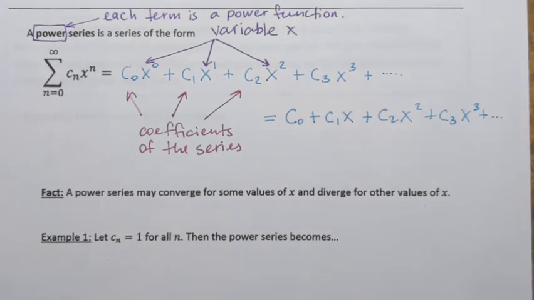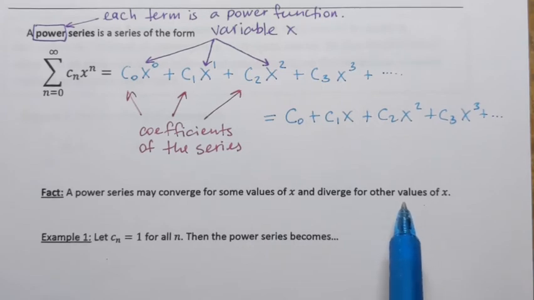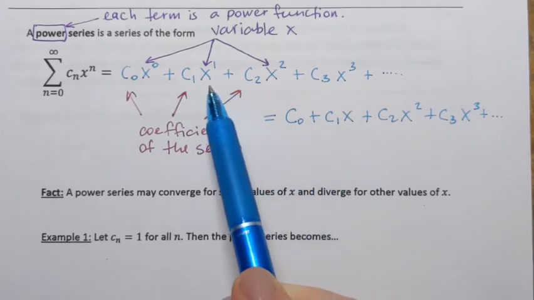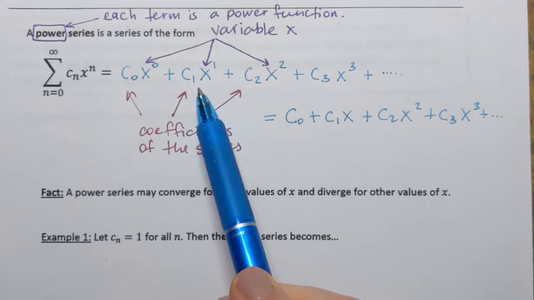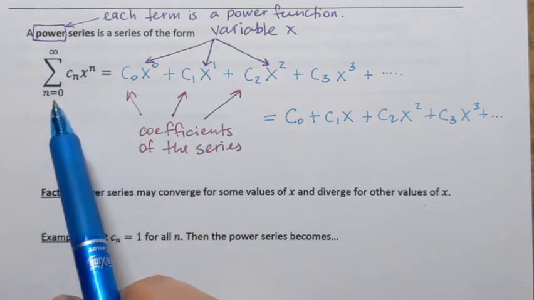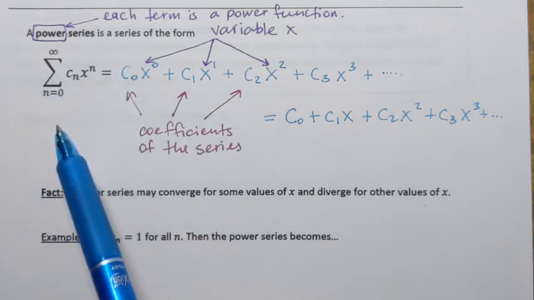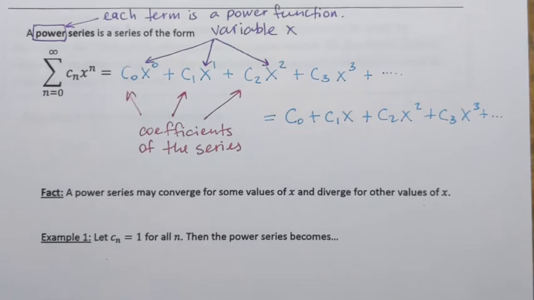Okay. And now here's the important fact about the power series. A power series may converge for some values of x and diverge for other values of x. We already said how x is the variable, so it can take different values. Well, for some values of x, this power series becomes convergent, and for some values of x, the power series is divergent. Let me illustrate that.